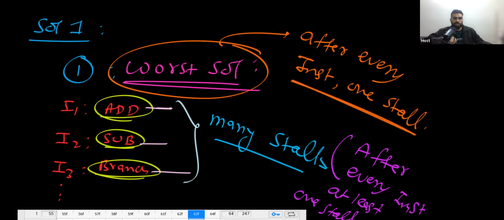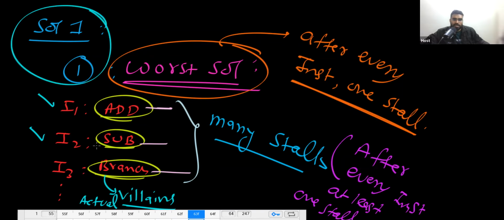Please tell me, something better can you do? Can you suggest me something better? These are the villains. Because of these villains, the normal people are also giving you a stall. This is the actual villain: the branch. But because of this actual villain, because of your solution, these normal people are also giving you a stall.